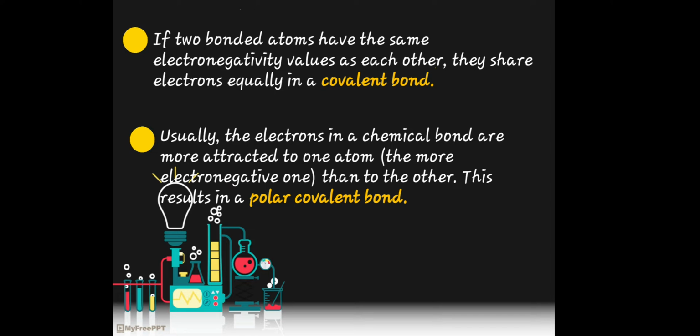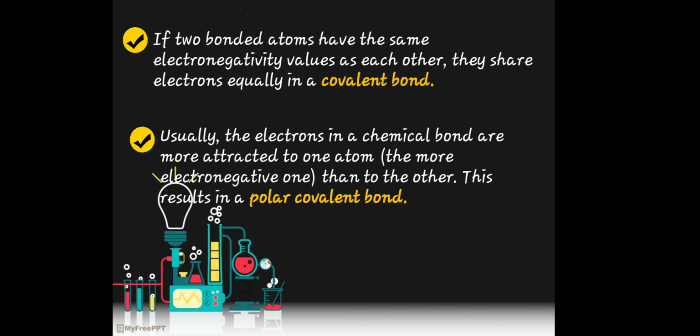Okay? So if two bonded atoms have the same electronegativity values as each other, they share electrons equally in a covalent bond. Usually, the electrons in a chemical bond are more attracted to one atom, the more electronegative one than the other. This results in a polar covalent bond. Okay? This pertains to the types of bonds.